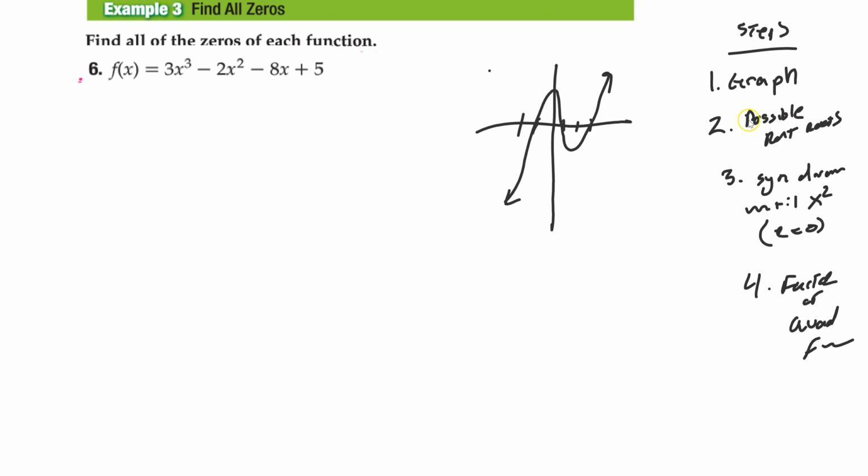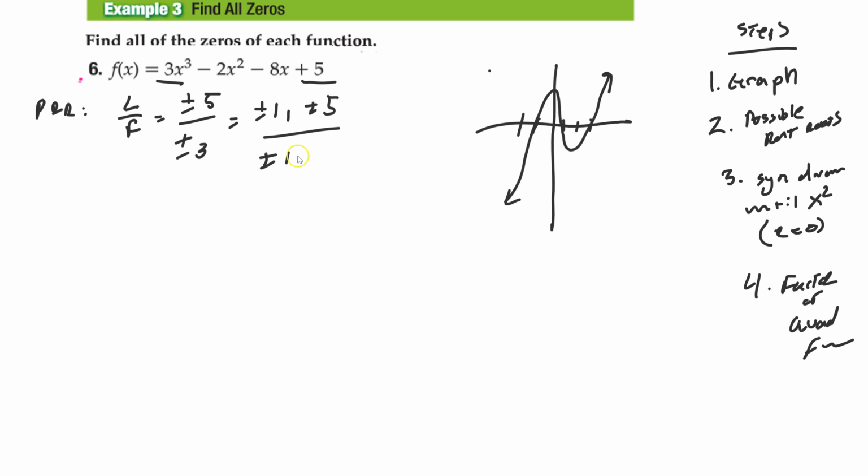That means I gotta do possible rational roots. So remember, we're gonna do the last over first. Plus or minus 5 over plus or minus 3. So the constant term and the high degree term. My factors of 5 are 1 and 5. That's why I want to do this one first. Factors of 3 are 1 and 3. So all the combinations are just going to be 1 over 1, 1 over 3, 5 over 1, and then 5 over 3.